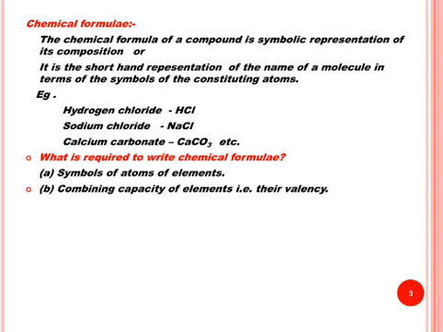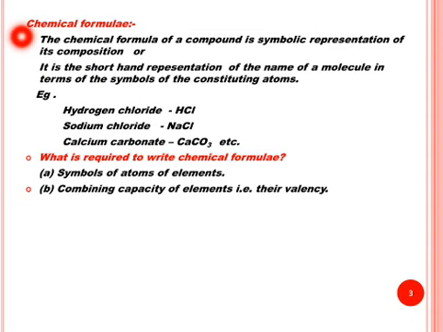But before that, tell me one thing. What is easy for you to write? The long words of the names of compounds like hydrogen chloride, or short formulae of these compounds like HCl for hydrogen chloride, NaCl for sodium chloride, CaCO3 for calcium carbonate. You must say it is easy to write chemical formulae of these compounds rather than writing the long names of these compounds.